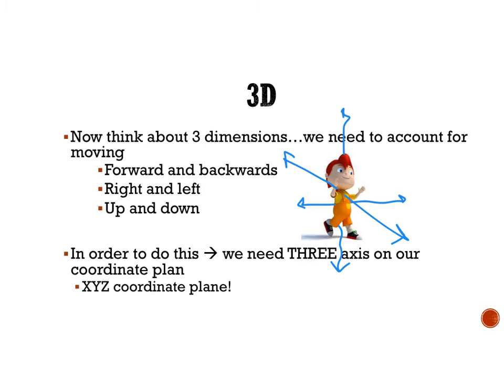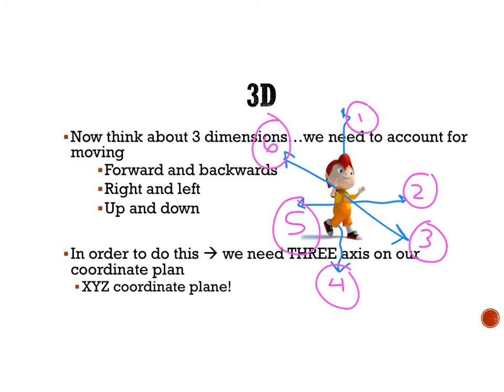So in 3 dimensions, we need to account for essentially 6 different directions, because we can move forward, backward, right, left, up, and down. In order to do so, we need to have 3 axes on our coordinate plane so we can account for all 6 directions. And this is where those of you who have taken higher level math will recognize the XYZ coordinate plane coming into play. So we will use X, Y, and Z, each with a positive and negative, in order to account for 6 different directions.